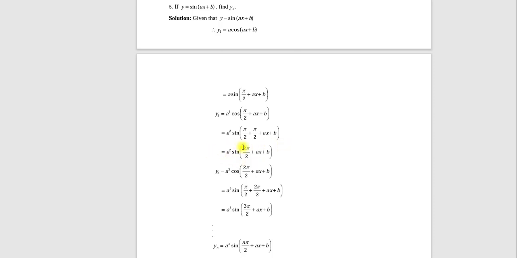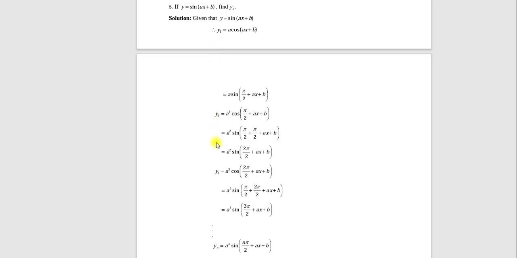If we differentiate this part, we will get a cube cos of 2 pi by 2 plus ax plus b using the same formula. And let us again change this cos to sine using the formula cos theta equal to sine of pi by 2 plus theta. So we added an extra pi by 2 here and changed from cos to sine, and after simplification we get it as 3 pi by 2 plus ax plus b.